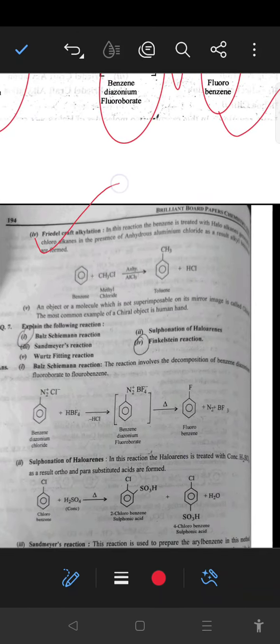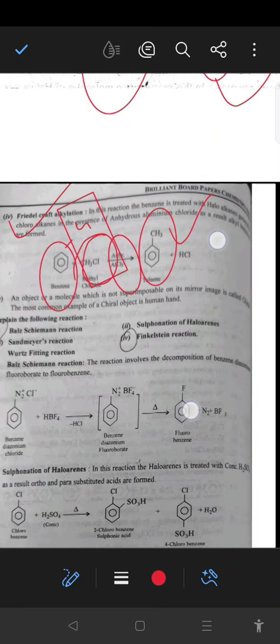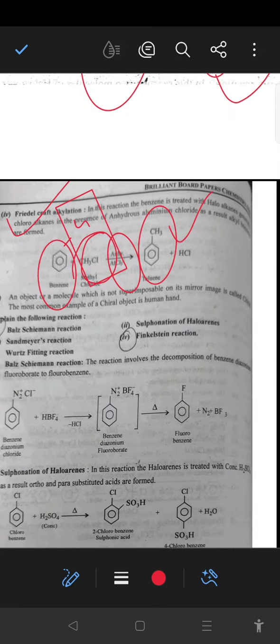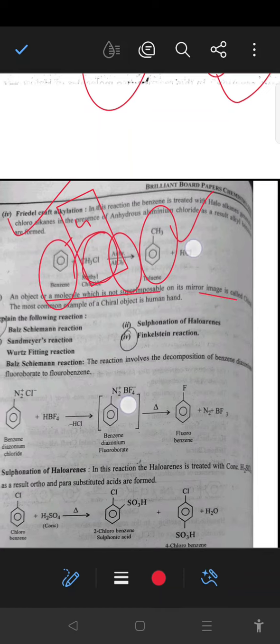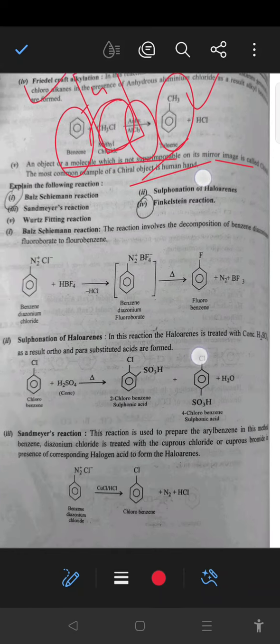Okay. Next, Friedel-Crafts alkylation, in which benzene reacts with an alkyl halide in the presence of anhydrous aluminum chloride. Here H and Cl are removed, and the product formed is toluene. That is Friedel-Crafts alkylation. Next, definition of chiral: an object or a molecule which is not superimposable on its mirror image is called a chiral object. Example: a human hand.